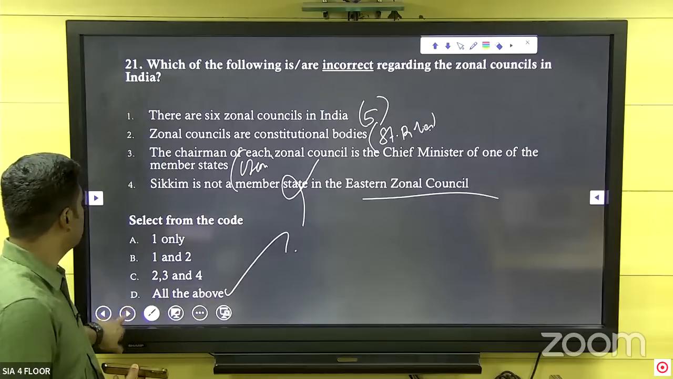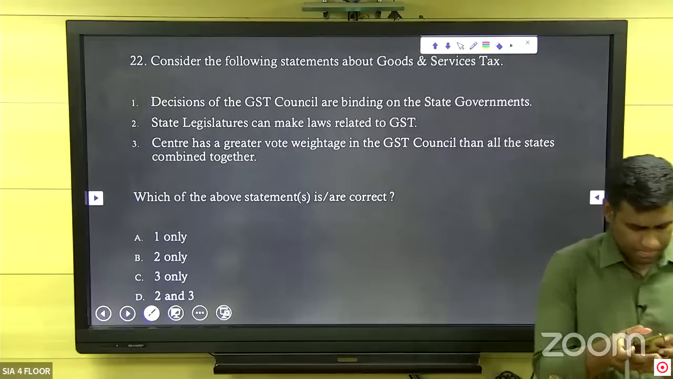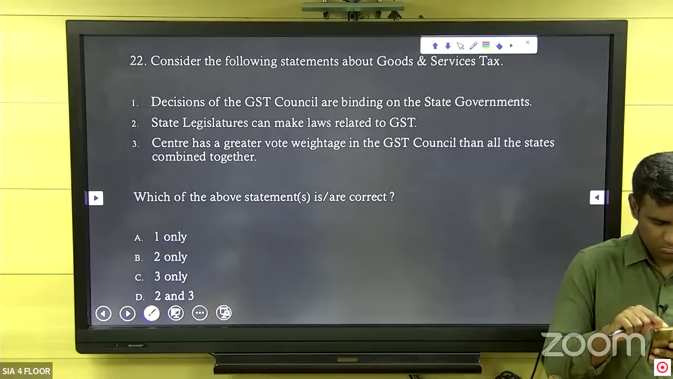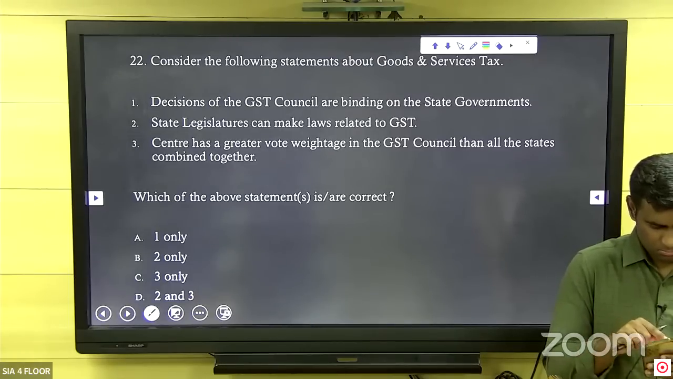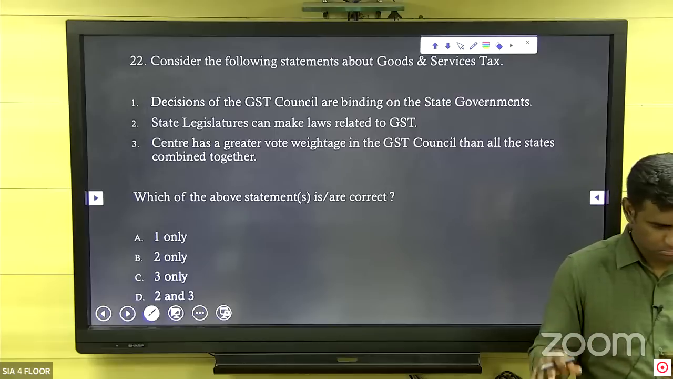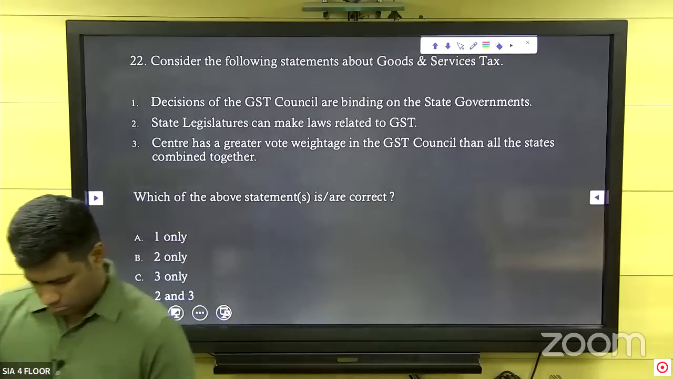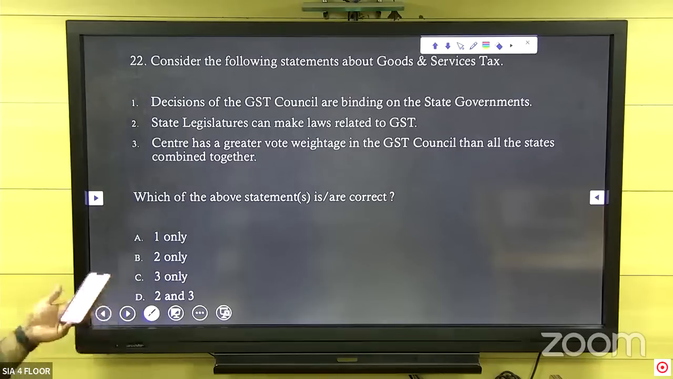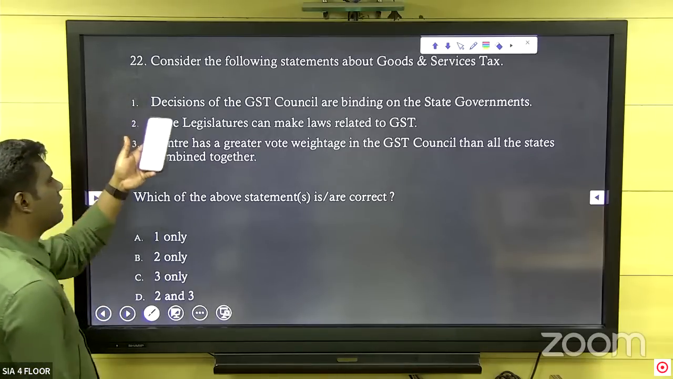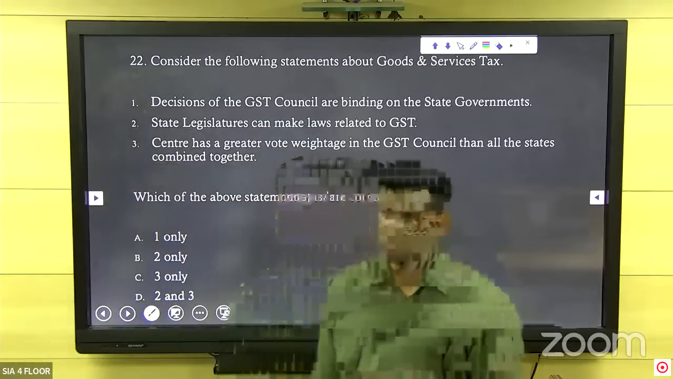All right, we move on. This is regarding GST. Okay, first question. I think this one I have already told you. Supreme Court's judgment: decisions of GST Council are not binding on state governments.